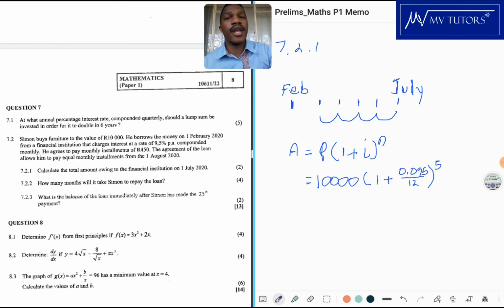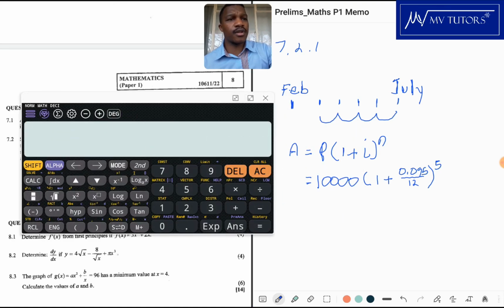Okay, so we're not going to multiply it by 12 because remember the reason we normally multiply n by 12 is because that n is often given per annum. It's often number of years. Okay, so it's already converted to months here, so we can choose. So I'll put this in a calculator. So we will have 10,000, right? And then open the brackets. We put 1 plus 0.09. What did I do?